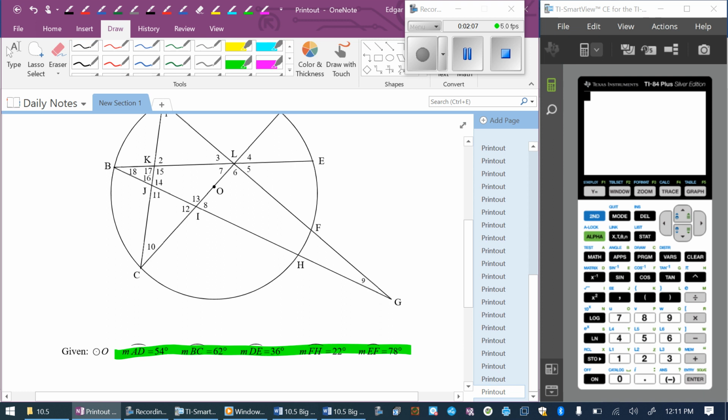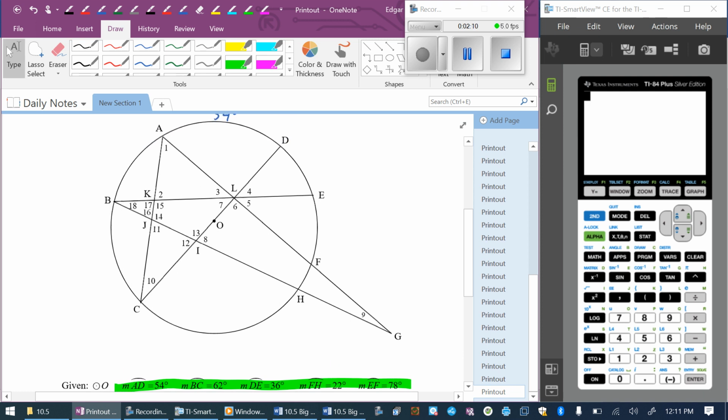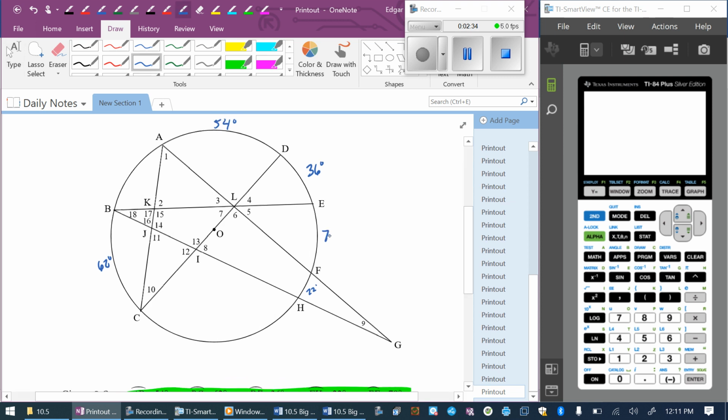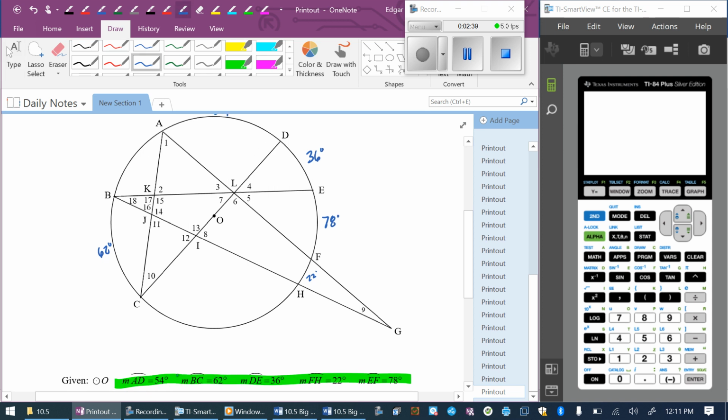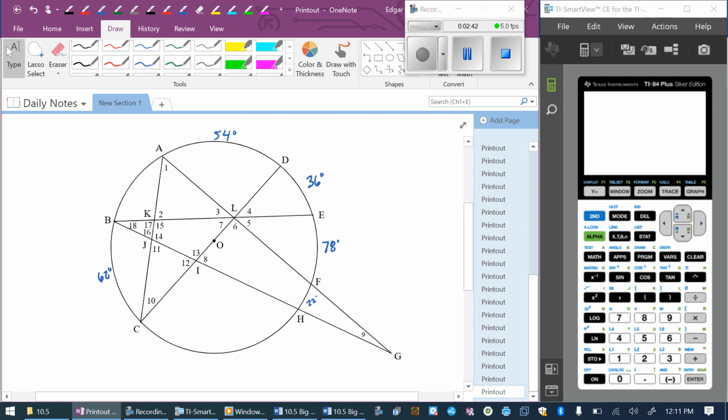I know that BC is 62. I know that DE is 36. I know that the measure of arc HF is 22. And I finally know that the measure of EF is 78. So EF is 78. One, two, three, four, five pieces of information, and five pieces of information here as well. So let's go ahead and move on, guys.